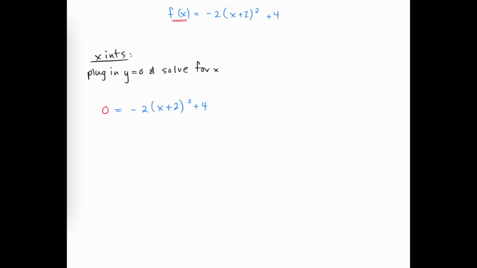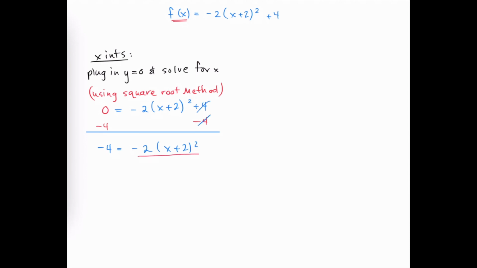And this in the vertex form lends itself nicely to solving by the square root method. To use the square root method, we're going to isolate the quantity squared, starting by subtracting 4 from both sides. So we get -4 is equal to -2 times x plus 2 quantity squared. These cancel out. Then we're going to divide both sides by -2 to get +2 on the left and x plus 2 by itself on the right.